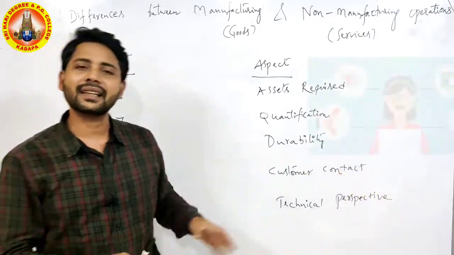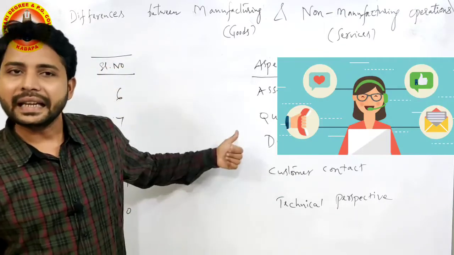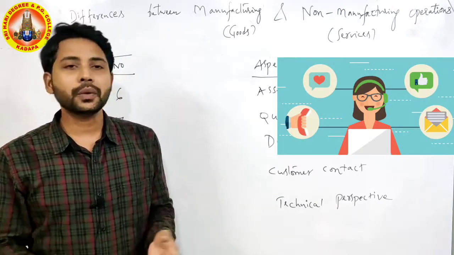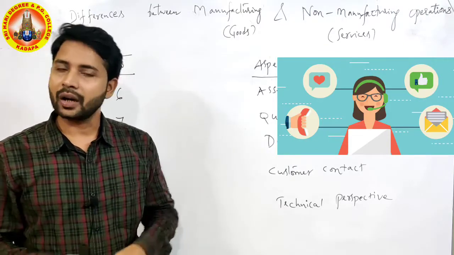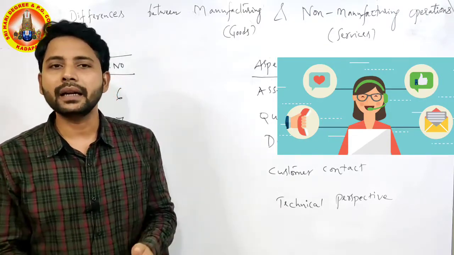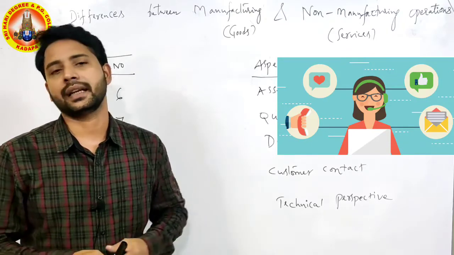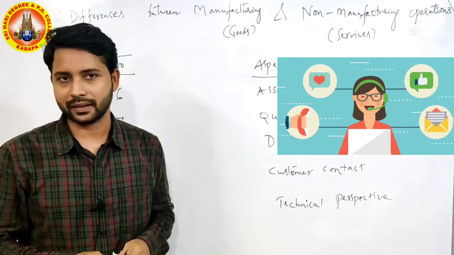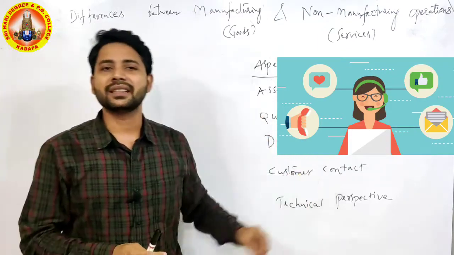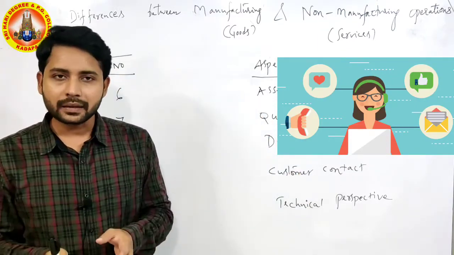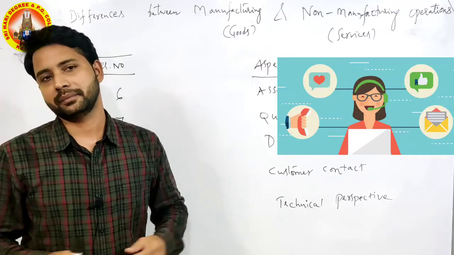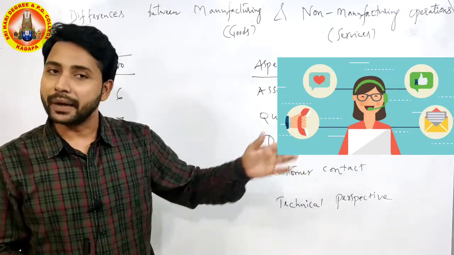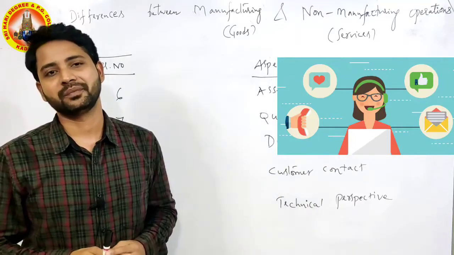Then the next is customer contact. In case of manufacturing operations, the factories or organizations usually don't maintain high customer contact. Usually there is low or no customer contact. In case of services, customer contact is obviously a primary thing. The customer directly visits or meets the service provider.